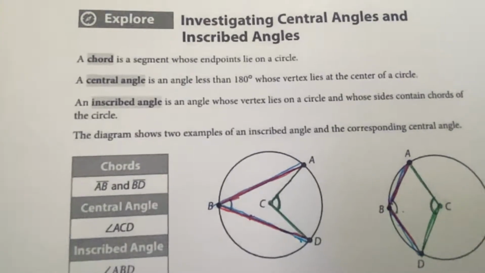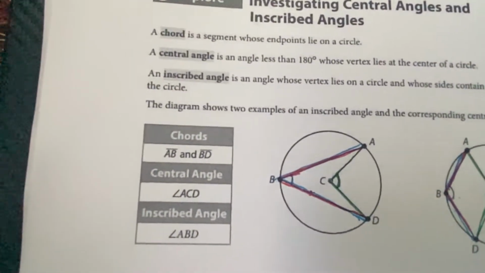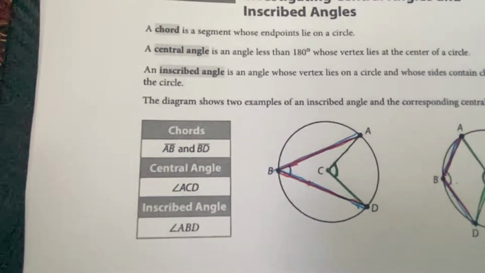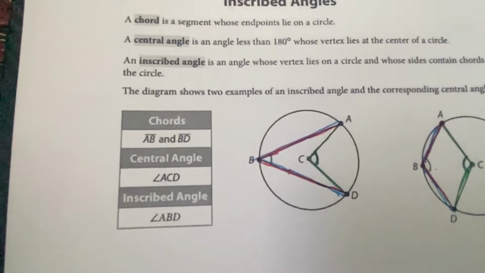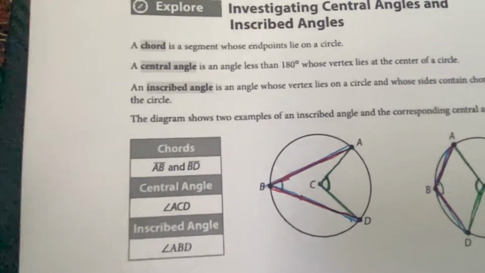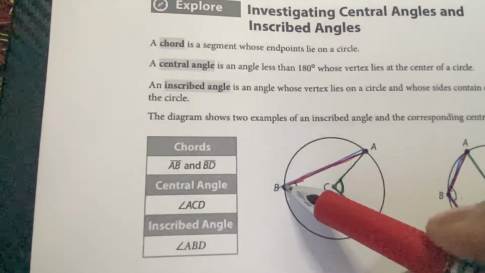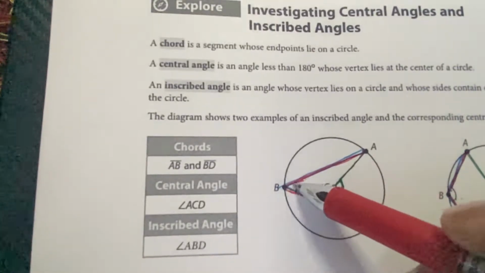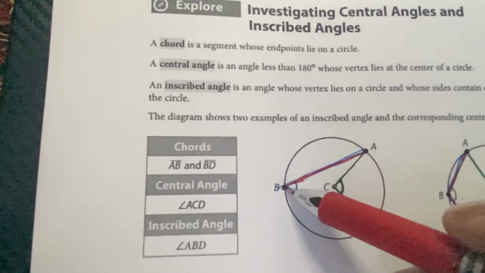Today we're going to be investigating central angles and inscribed angles. A few definitions we need off the bat are what a chord is. A chord is a segment whose endpoints lie on a circle. What they mean by that is that if you look carefully, I have an endpoint here and an endpoint here. That causes me to have a chord AB. I have an endpoint here and an endpoint here, chord BD.